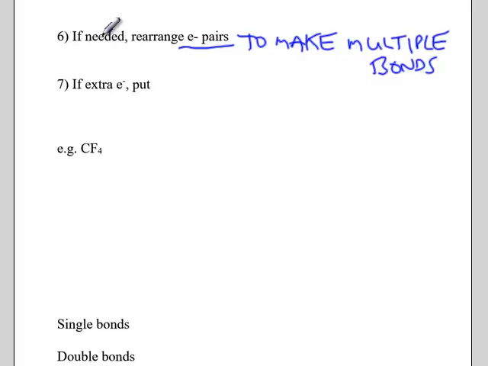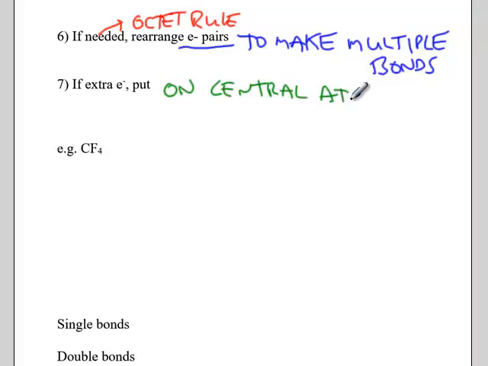Why would it be needed? It might be needed because you don't have enough electrons to satisfy the octet rule for all the atoms. Step 7, if you have any electrons left over, they're going to go on the central atom. And when you do that, the electrons will always end up being in groups of 2.